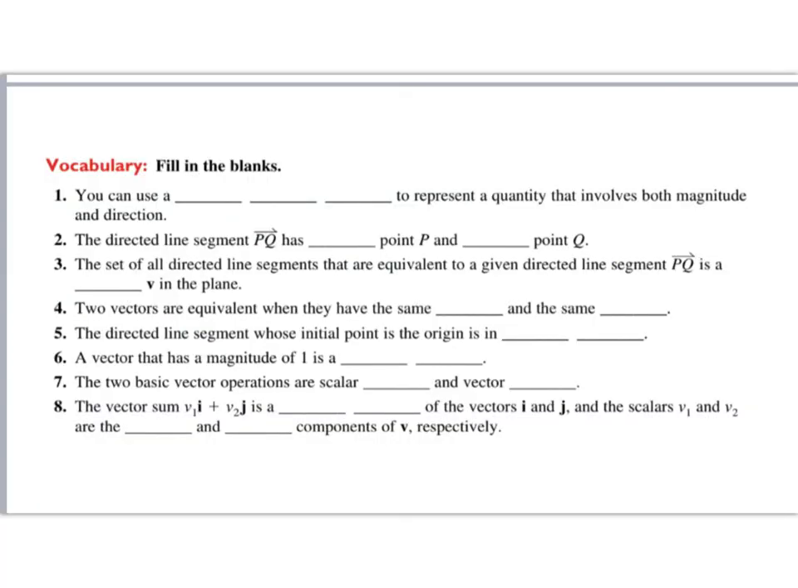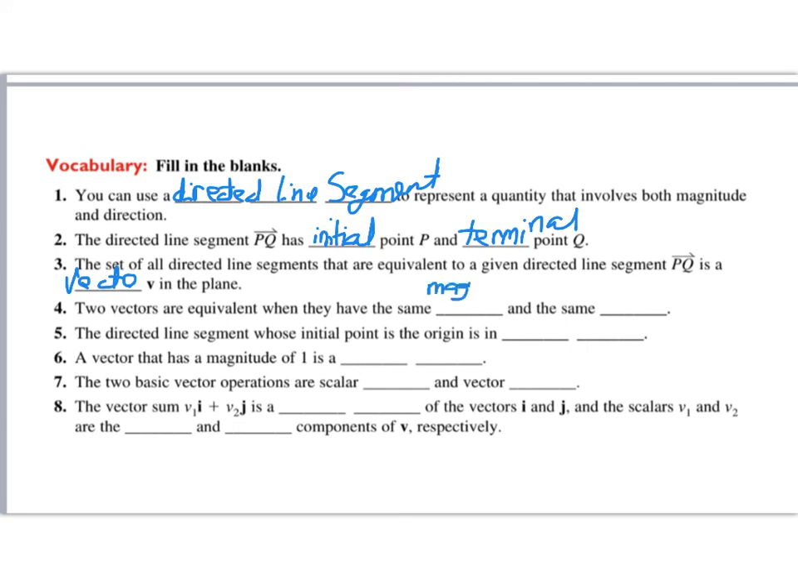All we have to do is our vocab real quick. This one is directed line segment. This next part here is your initial, and then this is your terminal. And then on number 3, the answer is vector. Number 4, the answer is magnitude.